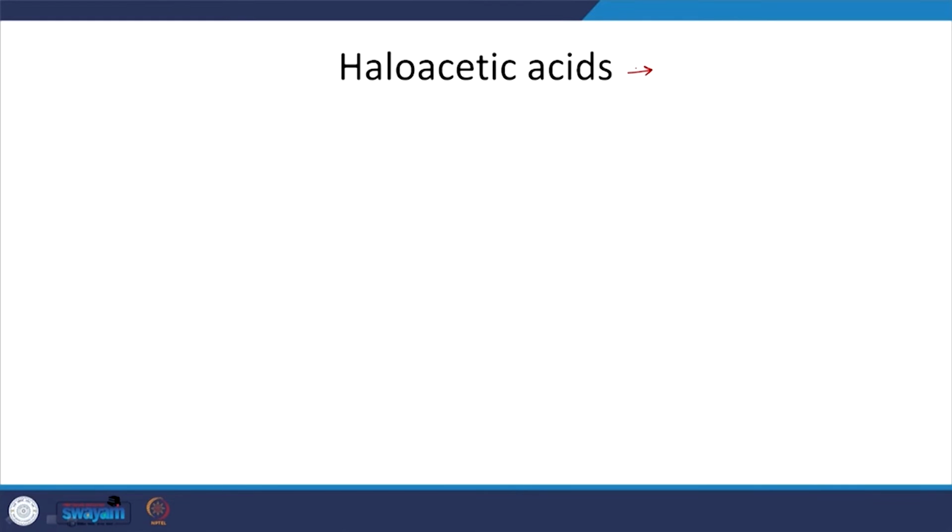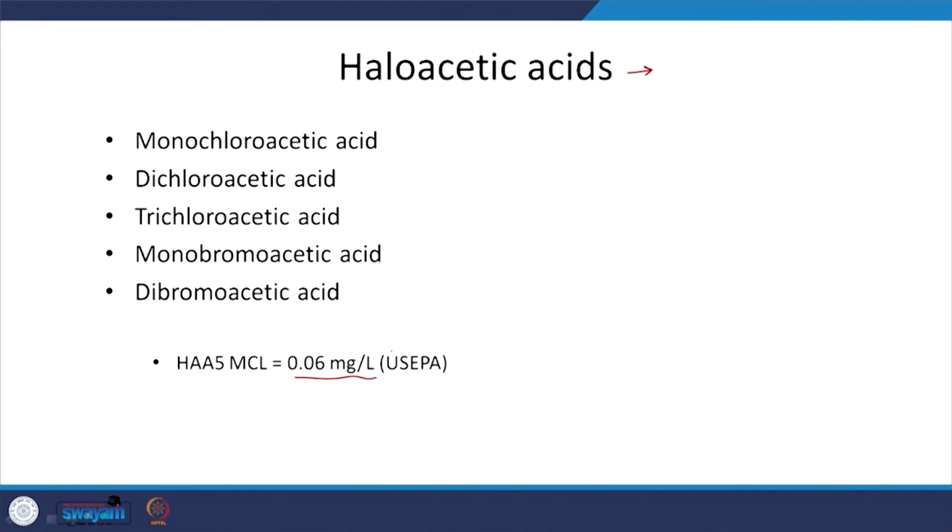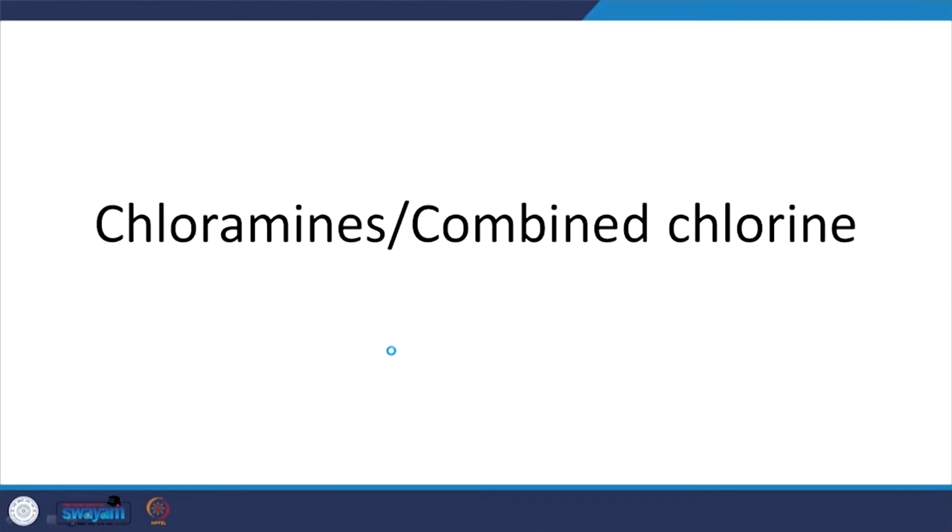And another set of DBPs which is typically regulated but is not regulated in India are the haloacetic acids, let's say, right? Again, monochloroacetic, dichloro, trichloro, monobromo and so on, but in India they are not regulated. In the US and other countries they are though, and as you can see it's pretty low, 60 ppb or 0.06 milligram per liter. So chloramines and combined chlorine, let's come to that.